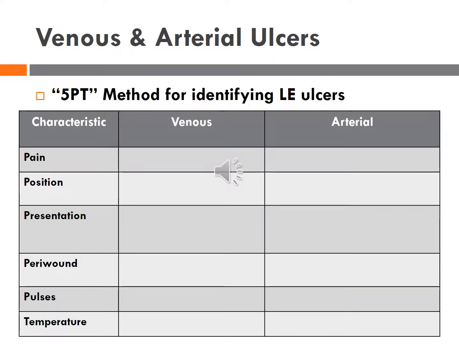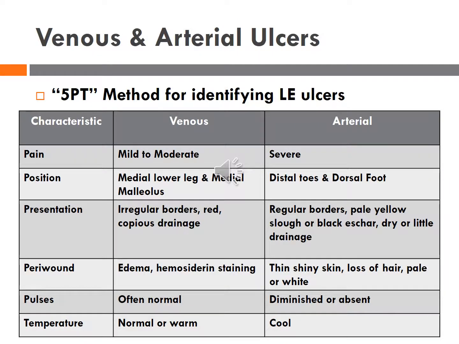The next two slides give a nice table that talks about characteristics and how to determine whether they're venous wounds or arterial wounds. They include looking at pain, position, presentation of the wound, peri-wound, pulses, and temperature. So with regards to pain, most of the time venous ulcers have mild to moderate pain, contrasted with arterial ulcers that are very, very painful.